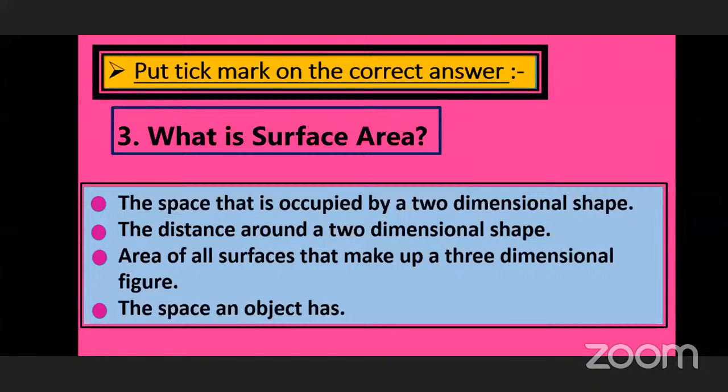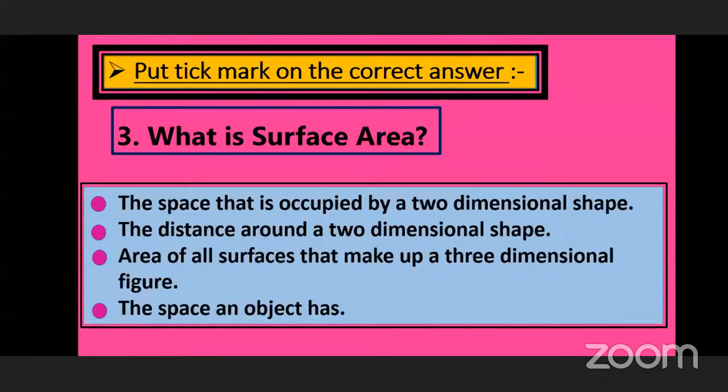Option number 3. Let me read all the options. The first option: area of a surface is the space that is occupied by a two-dimensional space.